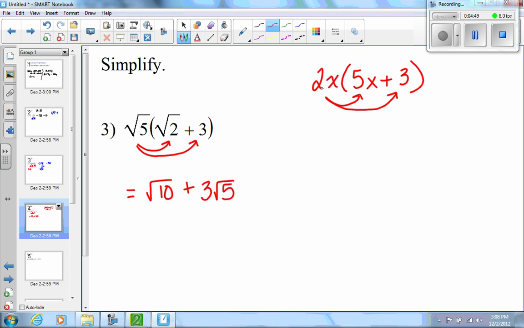Kind of like when I have 2x times 3, I multiply the 3 by the 2, so I get 6x, but it still remains an x, just like this still remains a 3. So that's my answer, because the square root of 10 cannot be simplified. So I'm done.